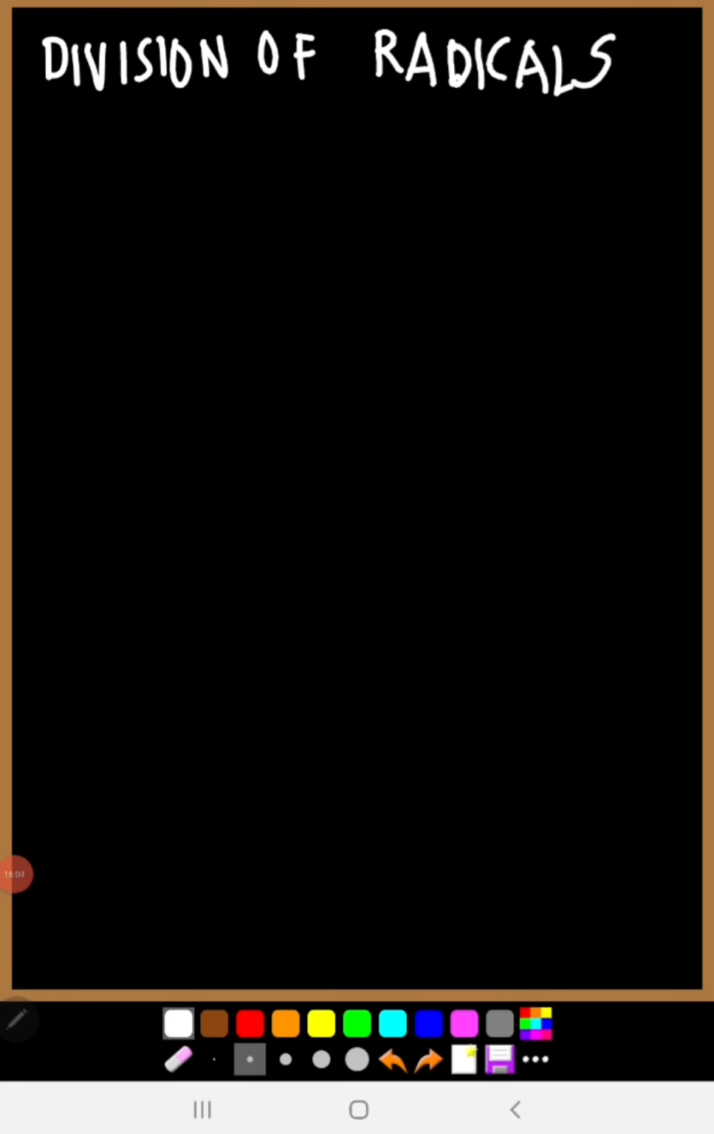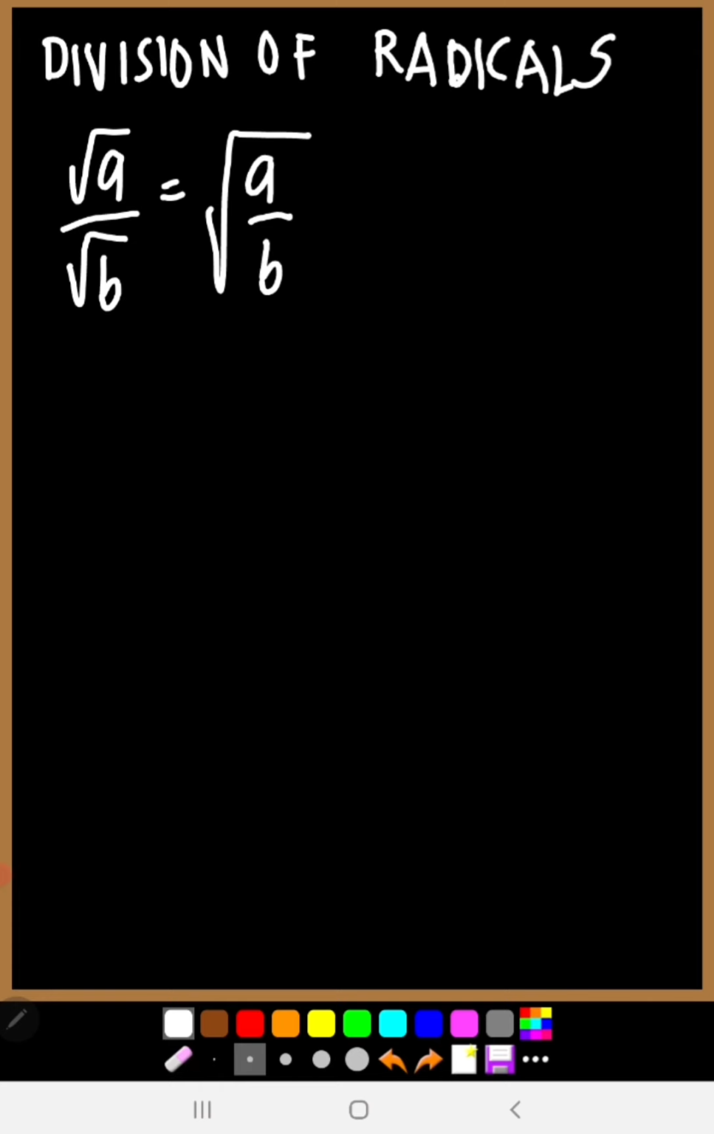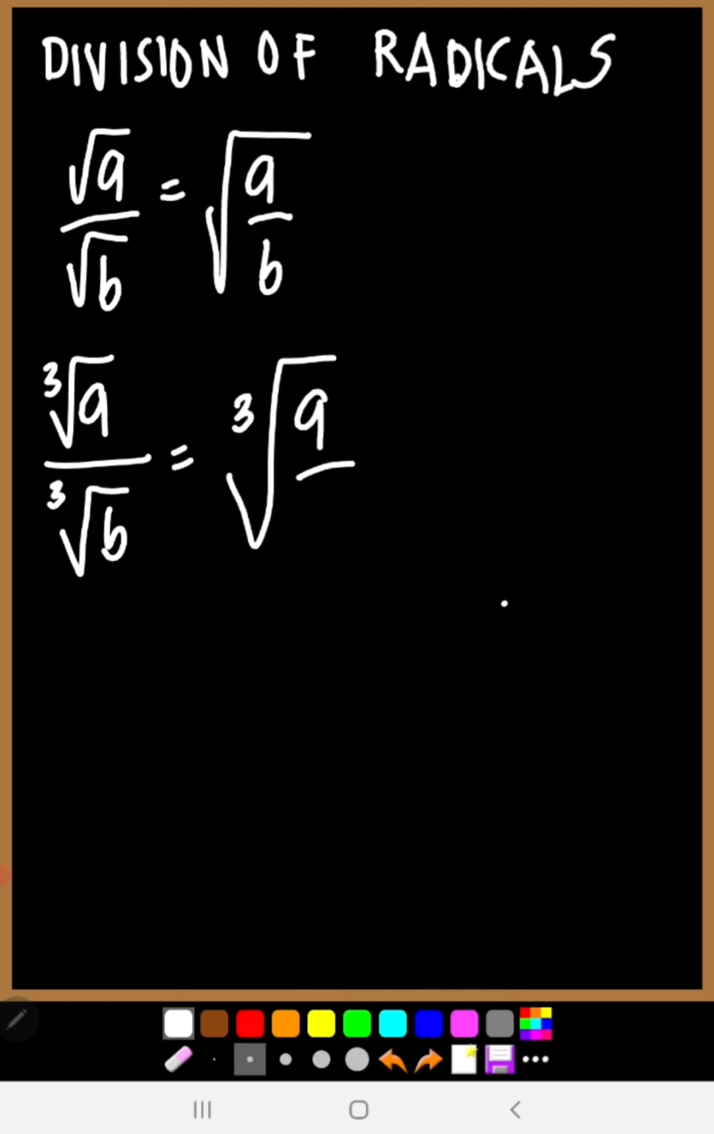Okay, so para sa division of radicals, it's the same as sa multiplication of radicals. Dapat parehas sila ng index bago mo sila i-divide. So, square root of A divided by square root of B, that is equal to square root of A over B. Okay, kung cube root of A divided by cube root of B, that is equal to cube root of A over B.